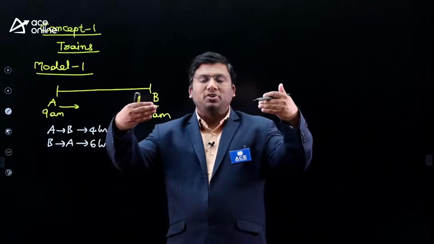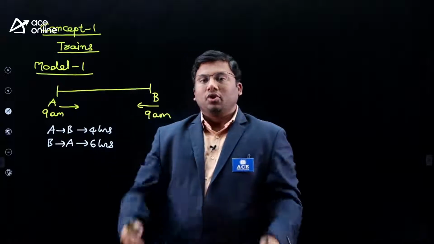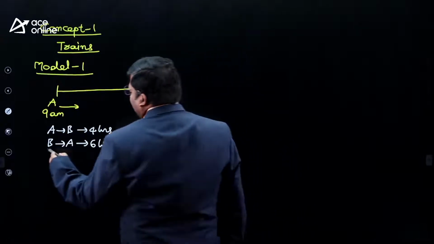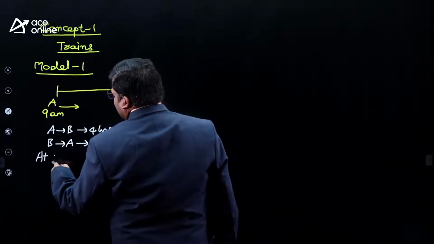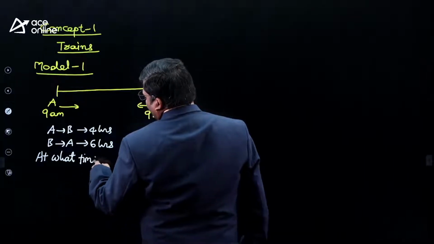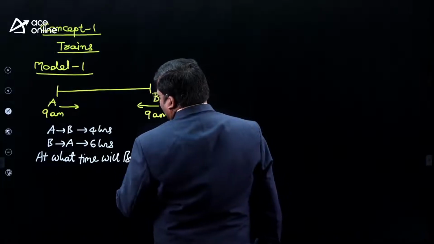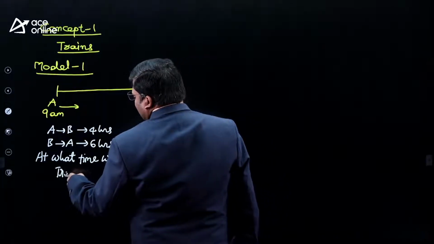So both are in opposite directions. One starts at A going towards B, the other starts at B going towards A. At what time will both the trains meet? No X and Y, no formula approaches. A very logical approach.